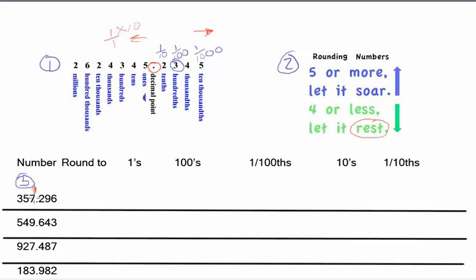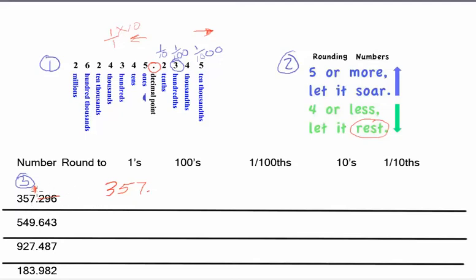And when we're rounding to the ones, we have to consider the number to the right of it. If the number to the right is 5 or more, we're going to let it soar. We're going to raise it up. If it's 4 or less, if it's less than 5, we're going to let it rest. We're going to keep it the same. In this particular case, the 2 is next to it. 2 is less than 5, so we're going to let it rest. So in this particular case, if we're rounding to the ones, we're going to have 357, and that's it. We're going to chop this whole number off right here, because 296 thousandths is way less than half of another full number. So we're just going to keep it at 357.